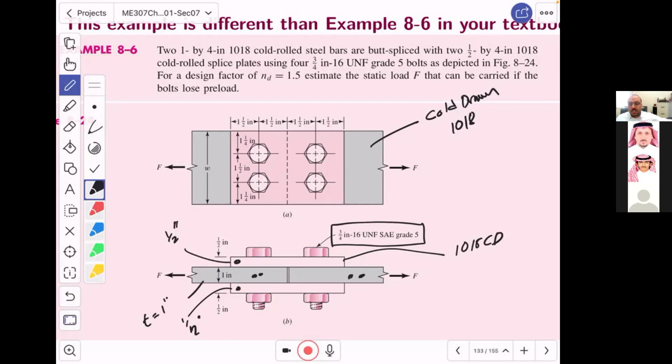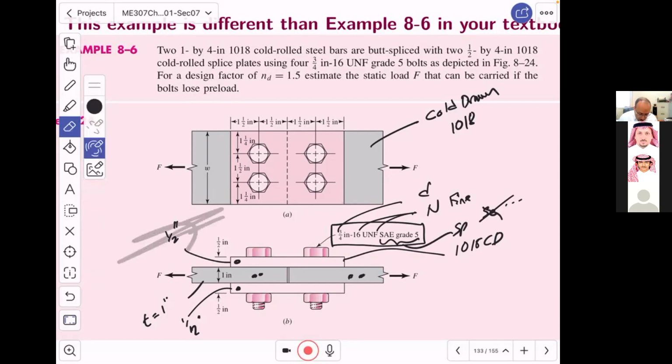is a threaded bolt, it is not a rivet. It is 3/4 diameter, 16 UNF, where 16 is the number of threads per inch. This is a fine thread, and SAE grade 5 will let you know what is SP, what is SE, and so on. Of course, we don't need SE here. We just need SP, or maybe even the yield stress, because the problem is static, it's not fatigue. So what happened is this. As you see, let me clean this up.